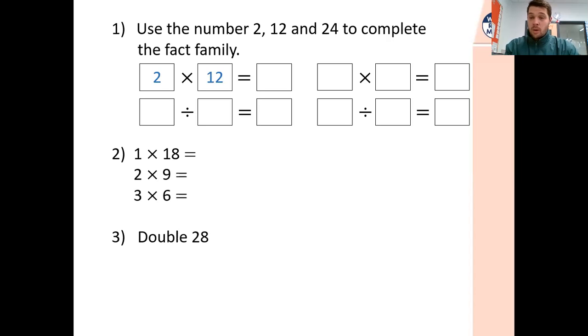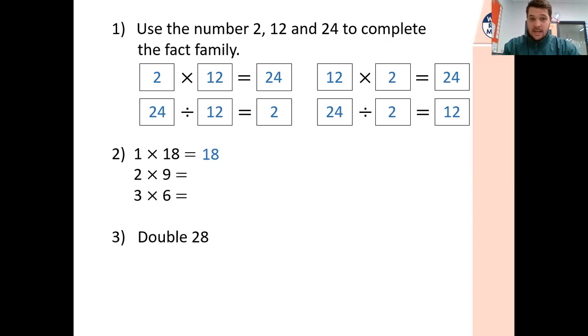So 2 multiplied by 12 equals 24, which also means 12 multiplied by 2 equals 24. And then the inverse, 24 divided by 12 equals 2. So 24 divided by 2 equals 12. That's our fact family, related facts, all from that one stem there.